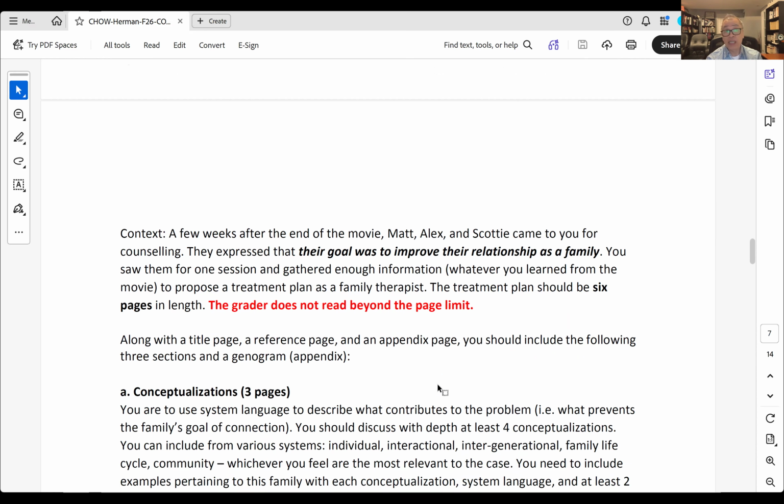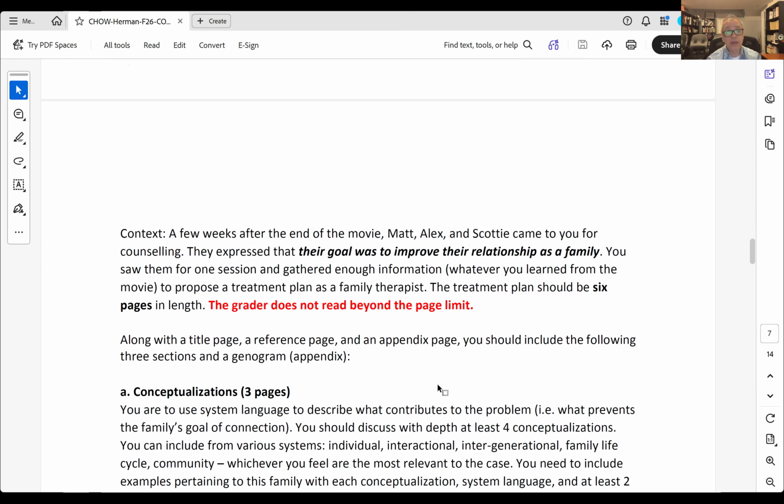You only saw them for that one session, and you just have gathered enough information, basically what you learned from the movie, to propose a treatment plan as a family therapist. This treatment plan should be 6 pages in length. The written portion of it should be only 6 pages in length.